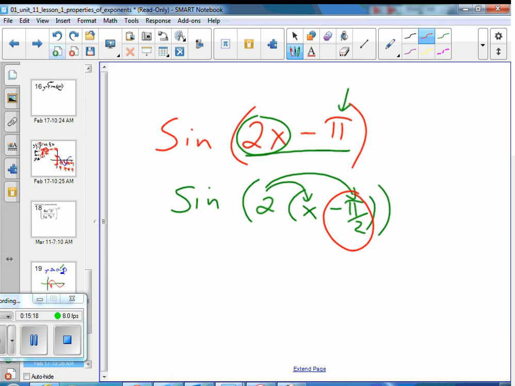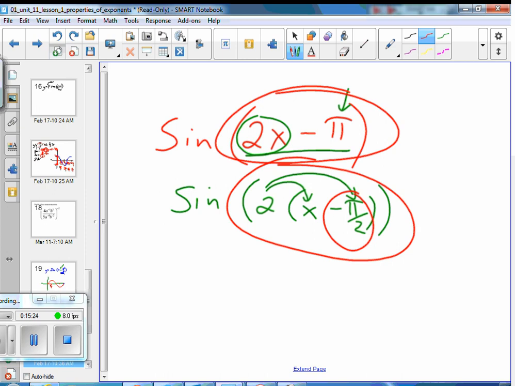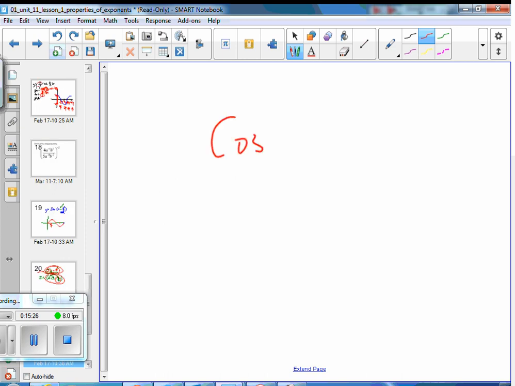All right, so let's factor a few of these. We're going to start with something like this and factor it to be something like that. All right, try this one. Cosine of 3x, sorry, minus pi. After you've got it factored, you'd be able to answer the question, what is the phase shift?